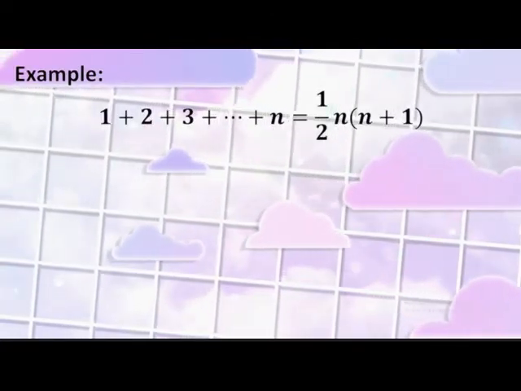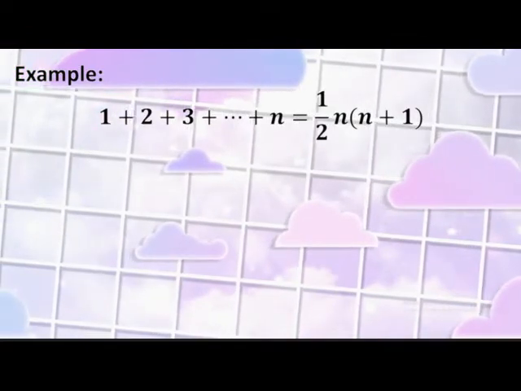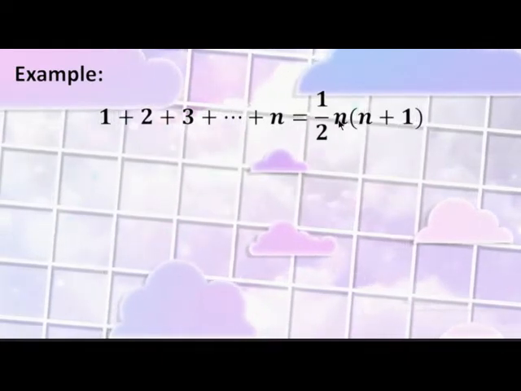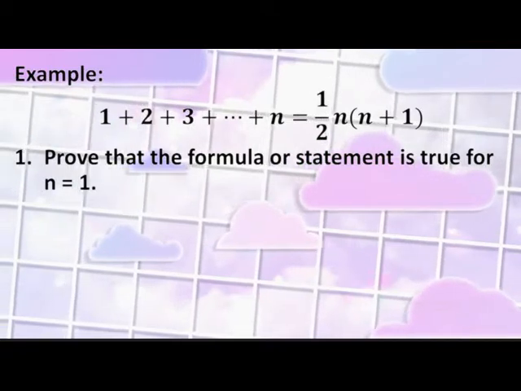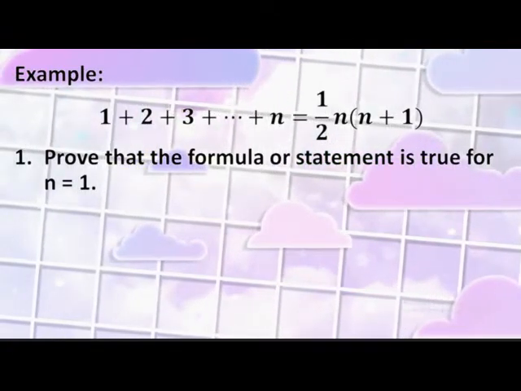Now, let's jump to the example. 1 plus 2 plus 3 plus ... plus n equals 1 per 2 multiplied by n plus 1. This is what you call the specific statement, and this is the general statement. We're going to prove that this statement is true. The first step, prove that the formula or statement is true for n equal to 1.